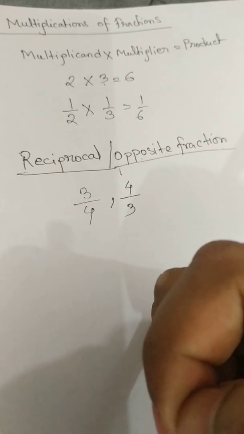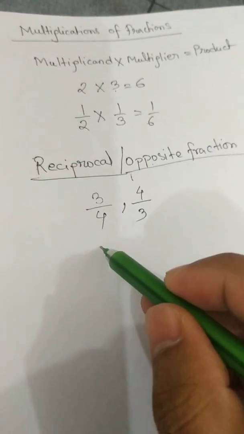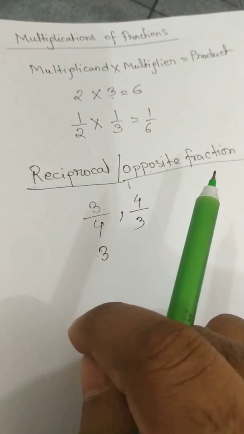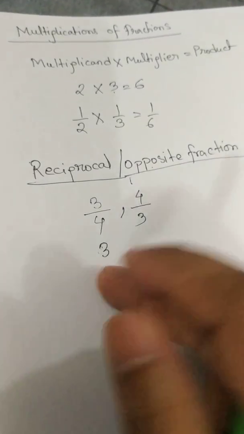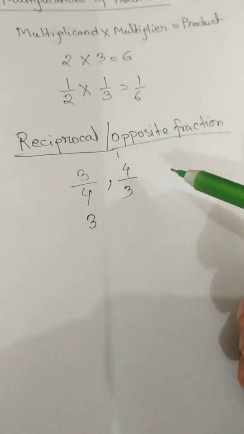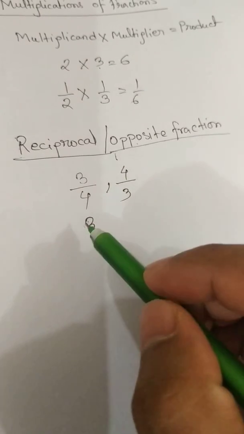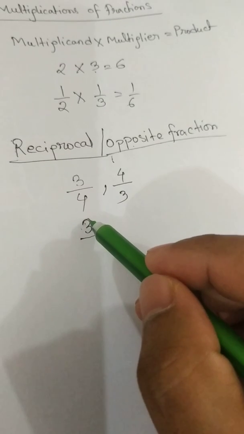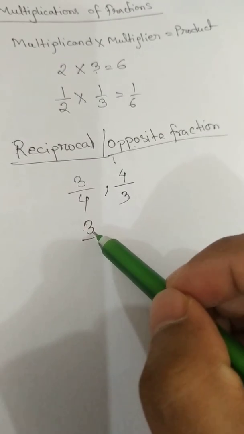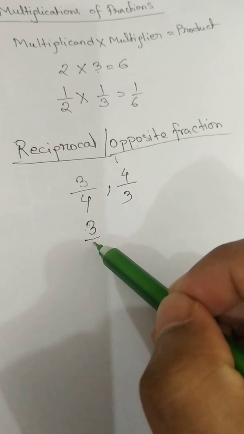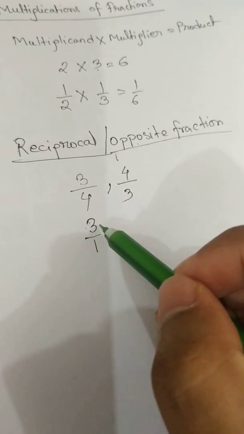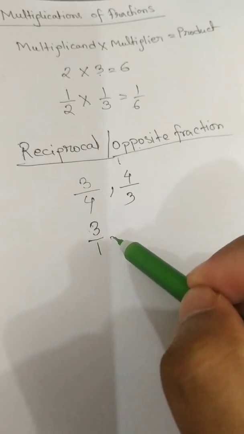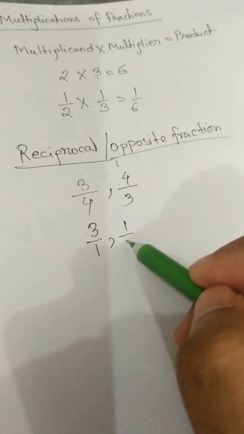4 by 3. Okay, so what is the reciprocal of 3 only? Now you might say, sir, this is not a fraction. How can I find out the reciprocal? We always know that for a number, if there is no denominator, there is 1 as the denominator. So the reciprocal of 3 will actually be 1 by 3.